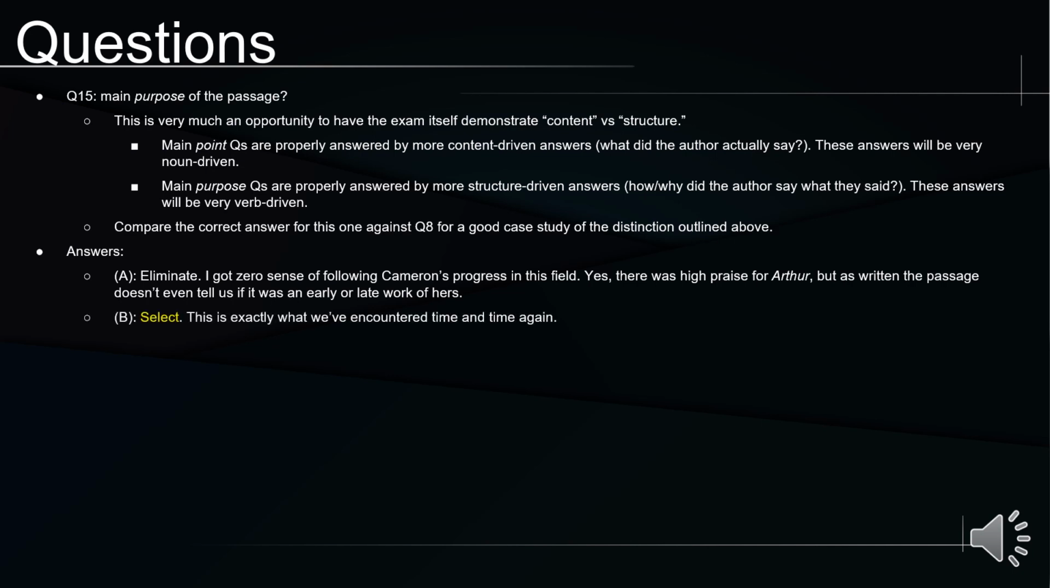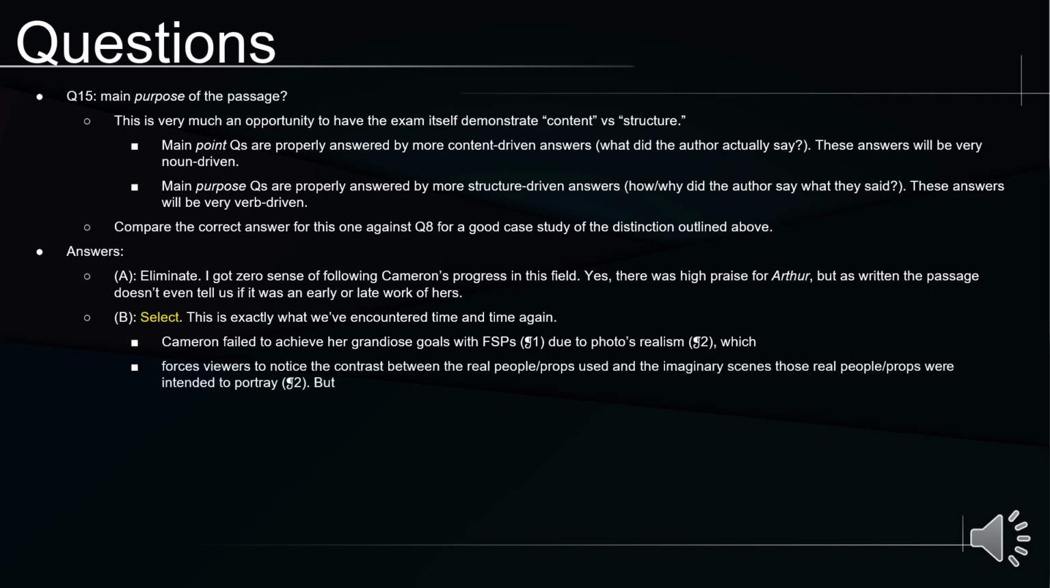B, I'm going to select because I like it. This is exactly what we've encountered time and time again. What this says is that Cameron failed to achieve her grandiose goals with FSPs from paragraph 1 due to photographs having realism, which is discussed in paragraph 2, which in turn forces viewers to notice the contrast between real people and props used and the imaginary scenes which those real people and props were intended to portray. So again, it is our forced ability to distinguish the character being portrayed from the actor portraying them.